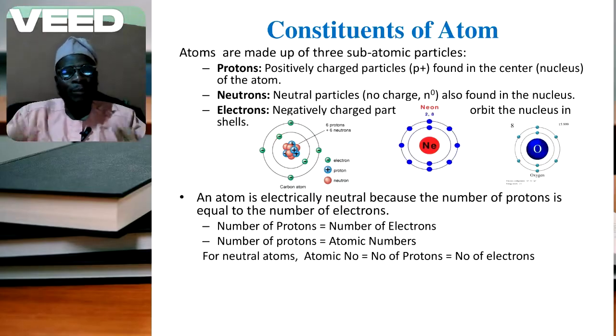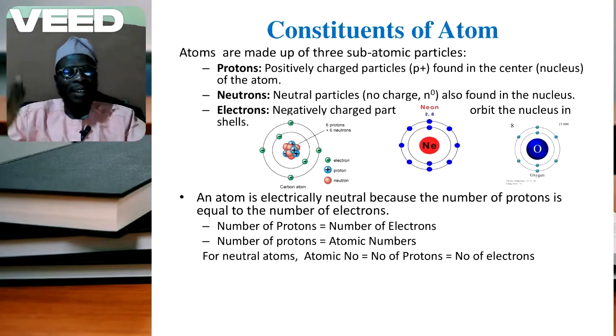For the neutral element, the number of protons must equal the number of electrons. Iye proton tá a bá rí òun ni iye electron tí ó wà ní ibẹ̀. And the number of protons is equal to the atomic number.